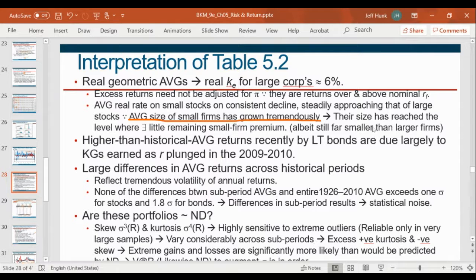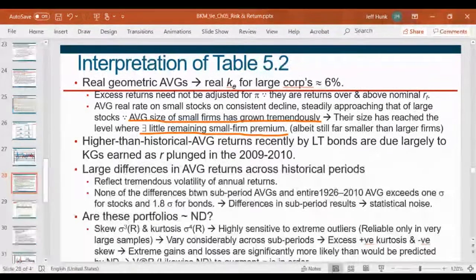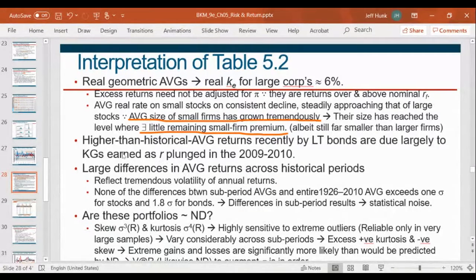So their size has reached the level where there exists little remaining small firm premium, right? There exists little remaining small firm premium, albeit still far smaller than larger firms, right? A lot of them are still smaller than larger firms.